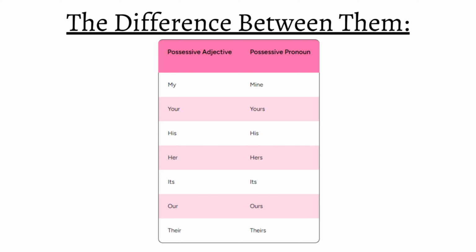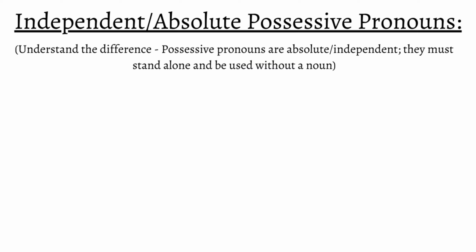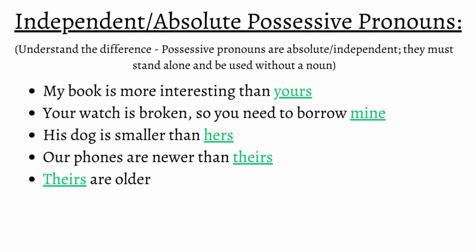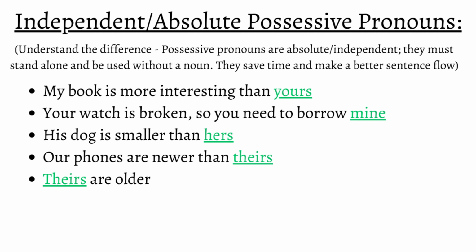Finally, another way to understand their difference is to know that pronouns are also absolute or independent possessive pronouns. They must stand alone and be used without a noun. And here are some examples. My book is more interesting than yours. Your watch is broken, so you need to borrow mine. His dog is smaller than hers. Our phones are newer than theirs. Theirs are older. What's special about these phrases is that every possessive pronoun replaces an entire noun phrase, which is why it saves time and makes a better sentence flow.